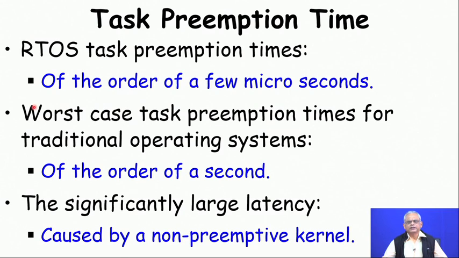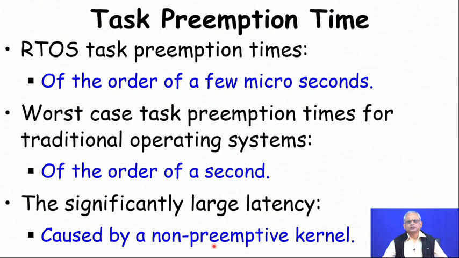But then you might be wondering at this point why it is that traditional operating systems like Unix have such a high task preemption time of a second or something. We will see this issue in slightly more detail, but right now let us just understand that the kernel of a traditional operating system is non-preemptive. What we mean by non-preemptive is that when an interrupt occurs, the kernel does not service it. Actually, the kernel disables interrupts when in the kernel mode.